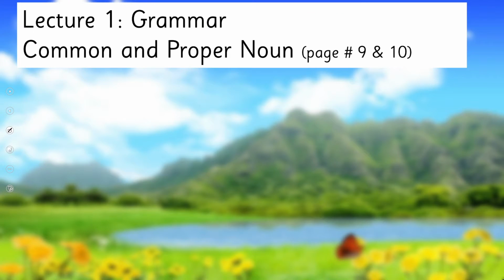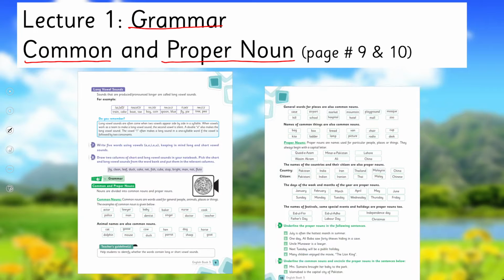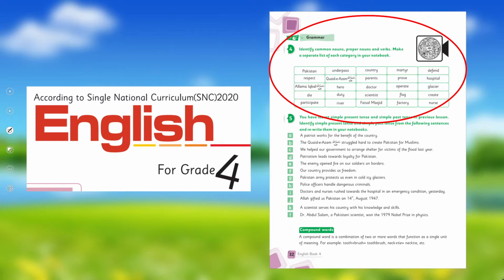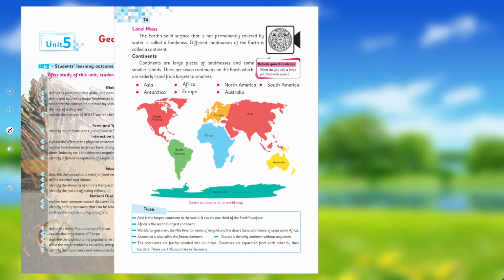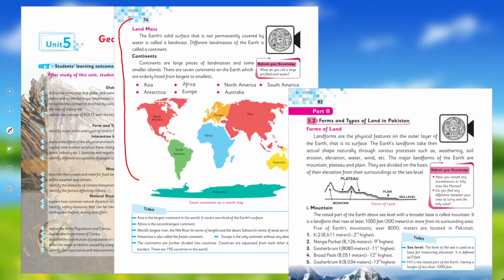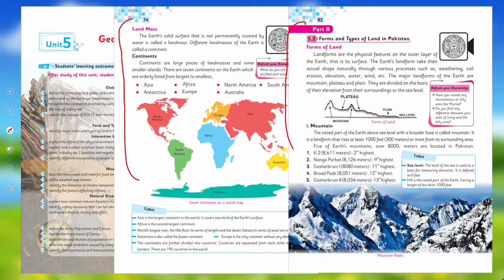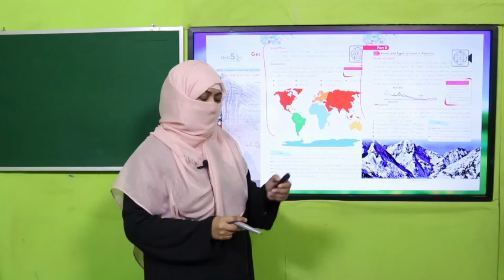Yes, my dear students, today's lecture 1 under the title of grammar, we are going to learn about common and proper noun. We'll cover page number 9 and 10 of your book. Before this, in your English for grade 4, I have taught you about common and proper noun. I hope you remember. If not, you may watch this video lecture again. And in your geography, Unit 5, you have also learned names of continents, names of mountains, names of oceans, and many more things. So all these vocabulary of grade 4 is going to help you for today's lecture.